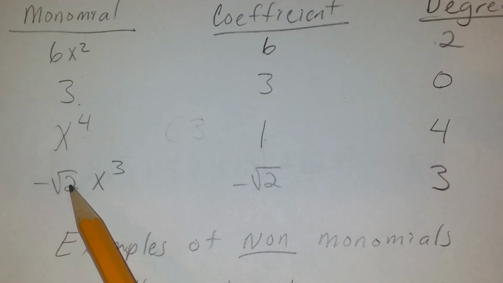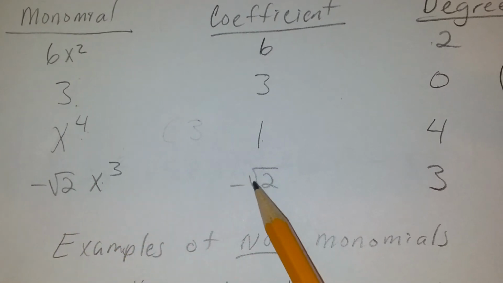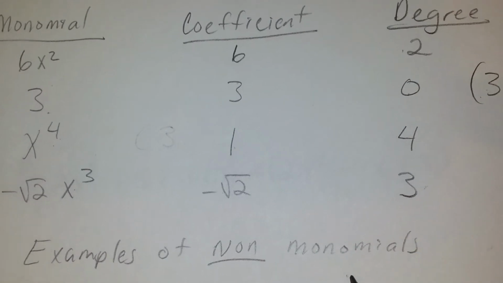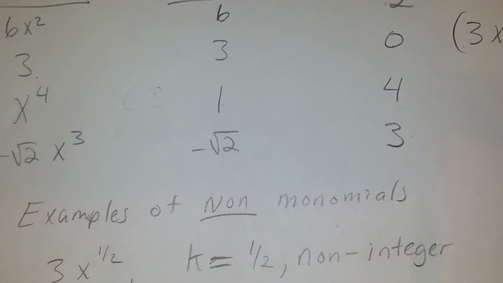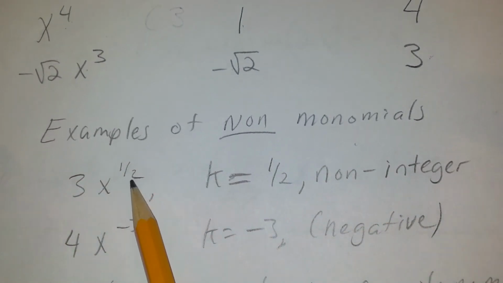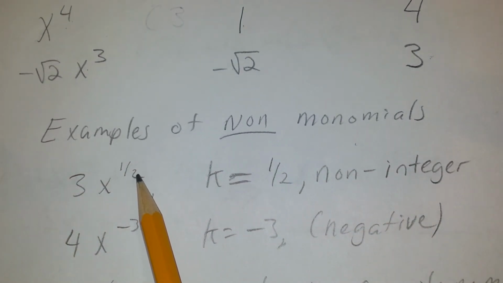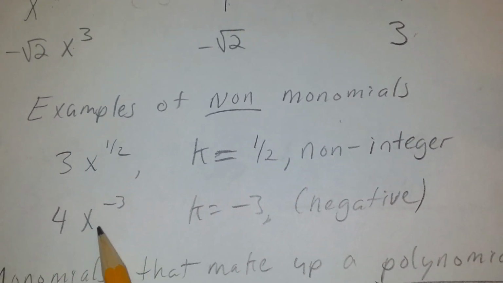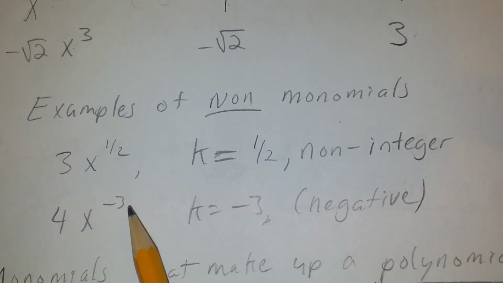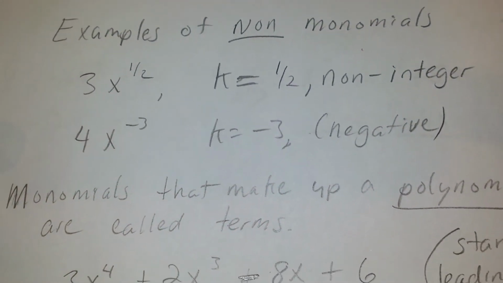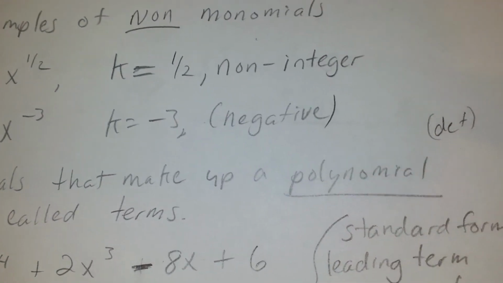Here we have negative root 2 times x to the third. The coefficient is the negative square root of 2. The degree is 3. Okay? All right. Examples of non-monomials. 3x to the 1/2. Okay, that k, the exponent, is not an integer. Okay? 4x times x to the negative 3. The k, the exponent, is negative. Okay?